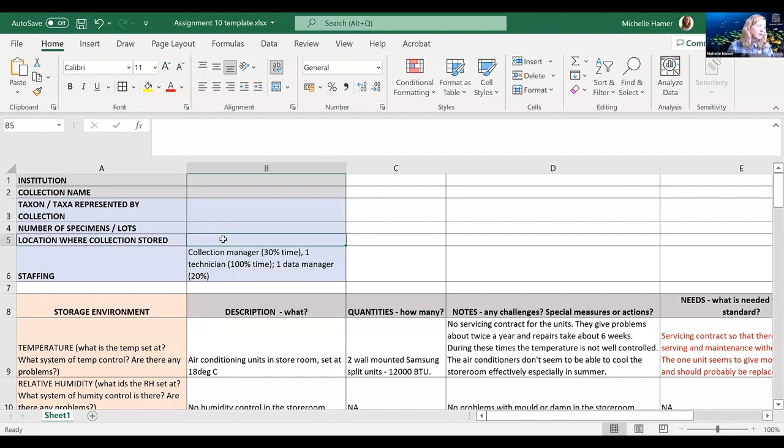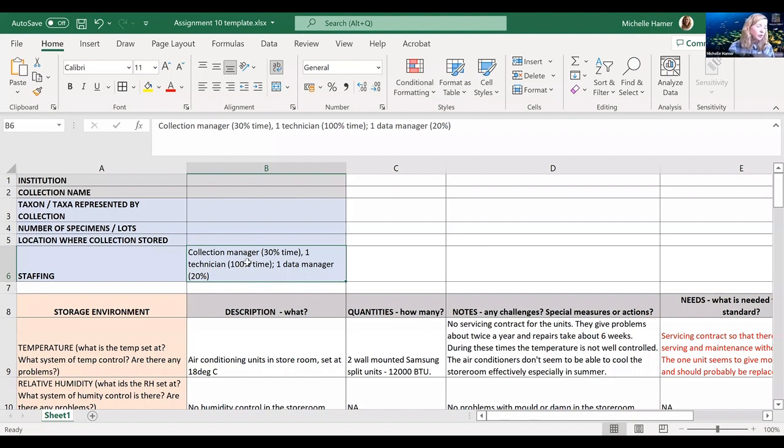Where is the collection stored? So what building, what room, and then your staffing. So you'll have seen from that when we talked about the curation collection management plan, it's very important to know how many staff there are, because then that allows you to plan better. So although you're not planning here, it's just good to have an indication of how many staff.